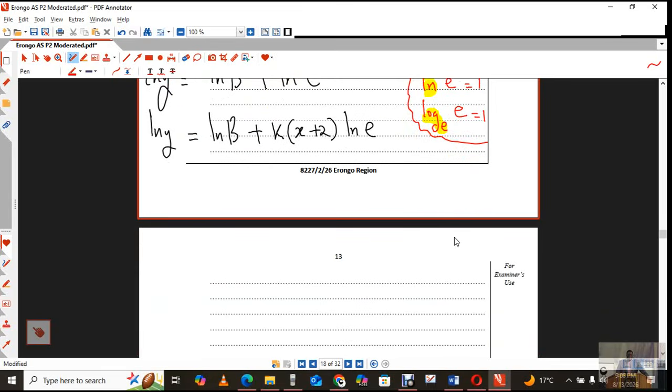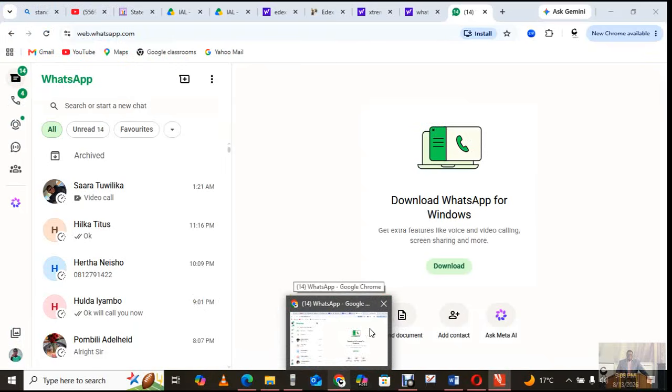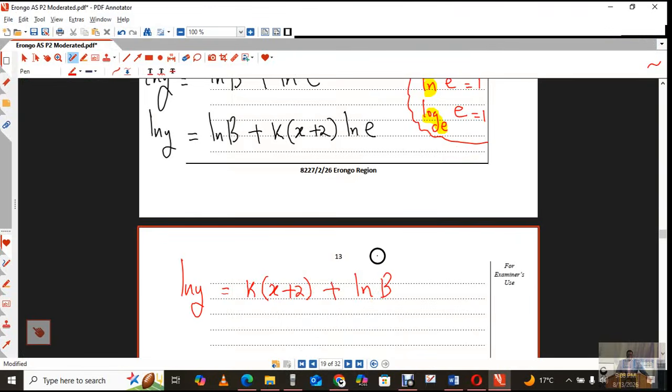Let me just rewrite it again. So I have natural log of y is equal to, I'm going to write that k times (x plus 2) in front here, plus the natural log of b. For now, I didn't have to do that, but there is an obvious reason.